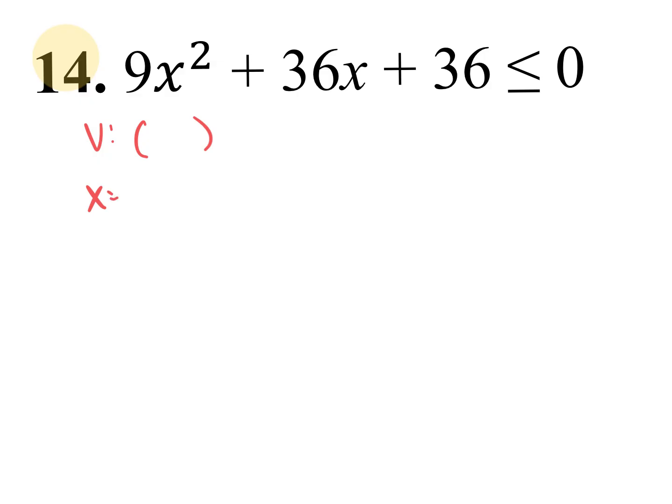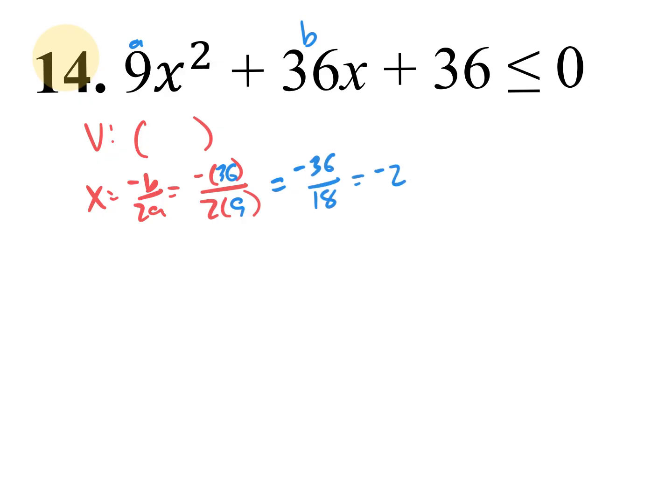And the vertex is found with negative b over 2 times a, where your b value is 36 and your a value is 9. So what you really have is negative 36 divided by 18, which is really a negative 2. So far you have the vertex x value of negative 2. I'm working fast because this video is already too long. Hopefully you understand what I just did.